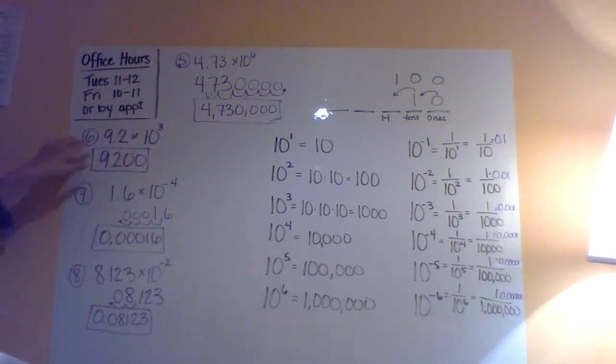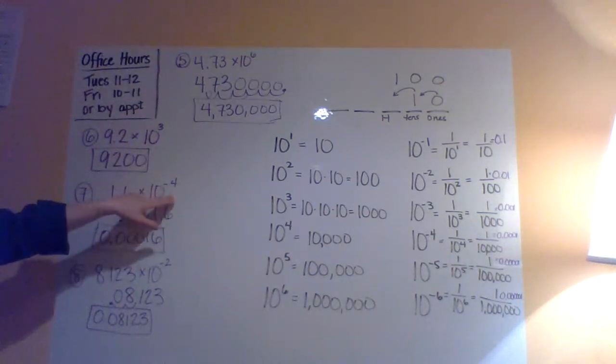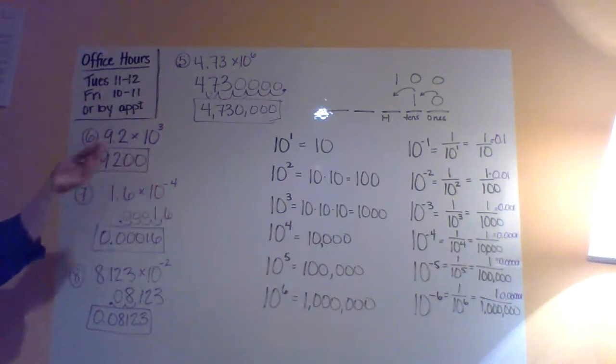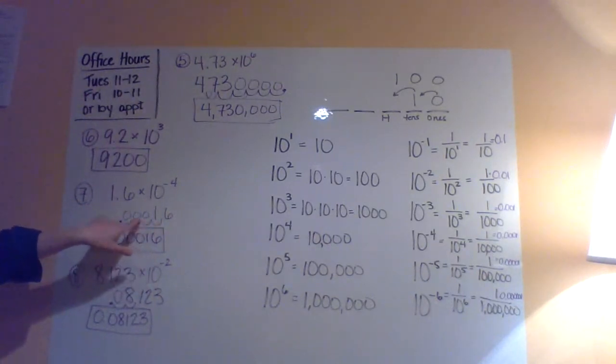Okay, so number 6, 9 was multiplied by 1,000, right? So it makes sense that I got a bigger number, 9,200. Here I have a negative exponent. That tells me that I'm going to end up with a small number. It's 1 times 1/10,000th, 1/10,000th of one thing. So I move it this way 4 places. It starts out here. I move it 1, 2, 3, 4.